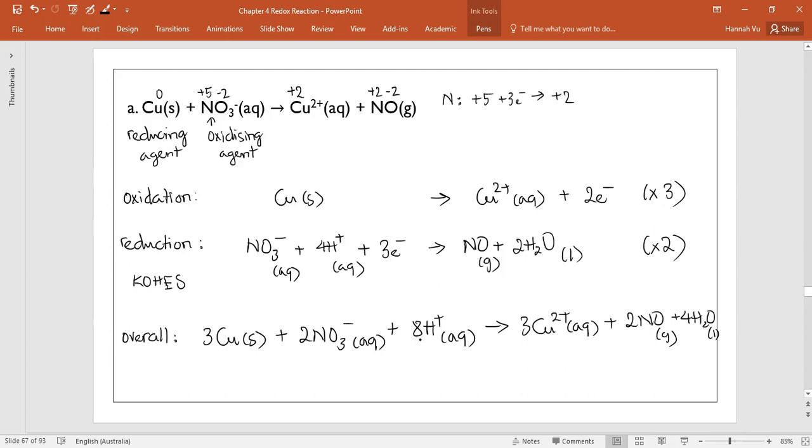So the charge on this side is 6 plus, and on that side 6 plus. So obviously, if you have time, I would go and check that every single element is balanced. But if you're pressed for time, then at least do a charge check, which is a lot easier to do. But I think all the elements should be balanced. So that's part A of question 3.